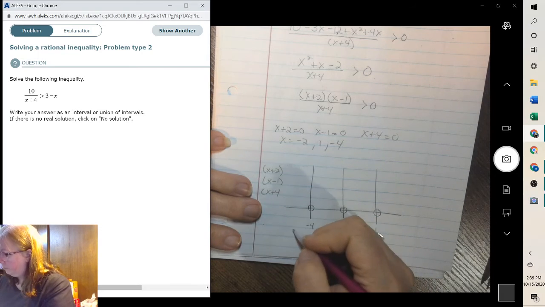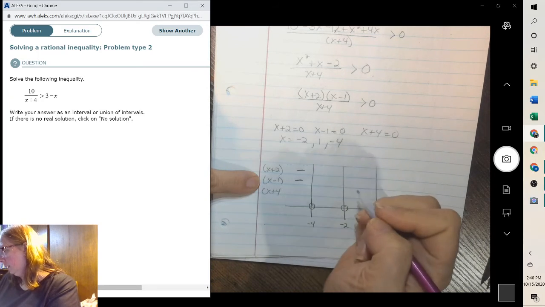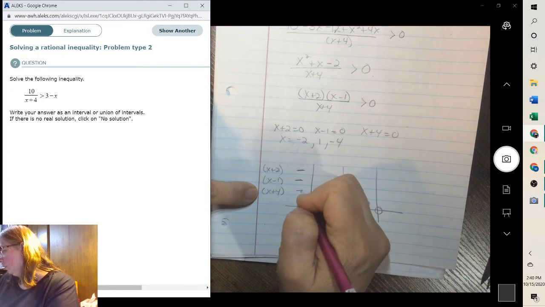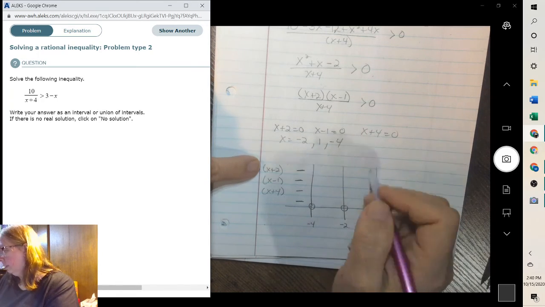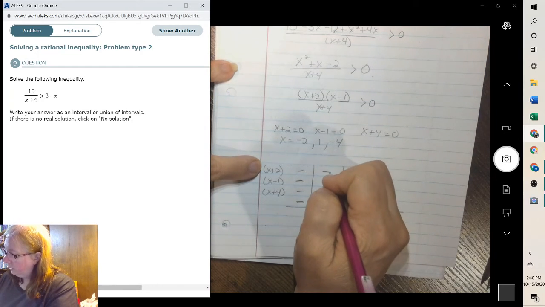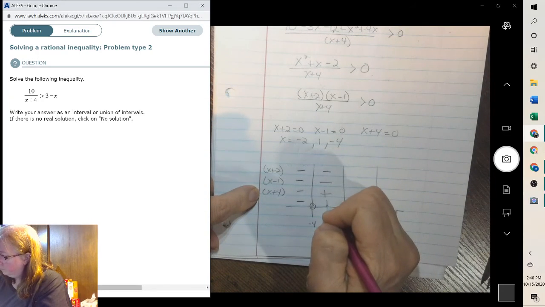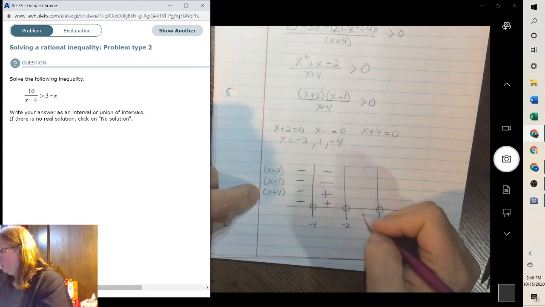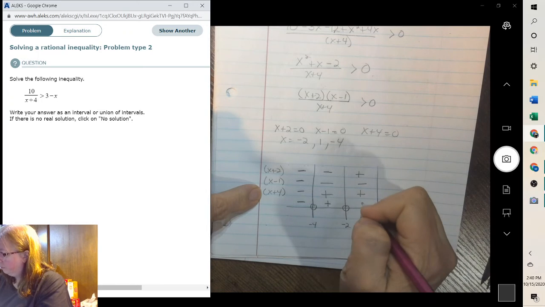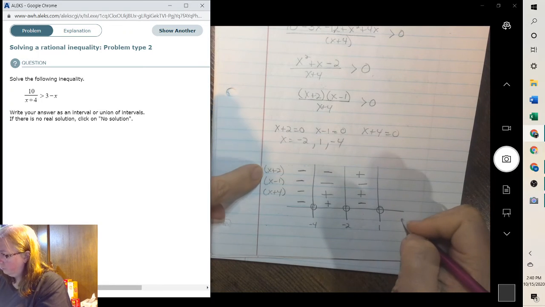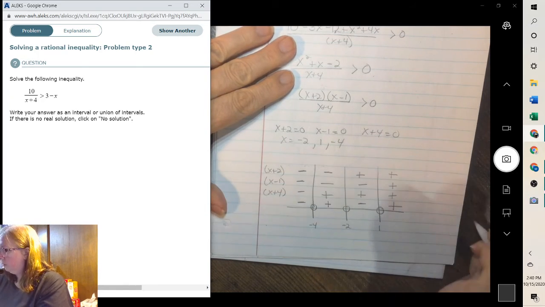Plugging in a value to the left, negative 5. Negative 5 plus 2 is negative. Negative 5 minus 1 is negative. And negative 5 plus 4 is also negative. Multiplying them, negative. We can plug in negative 3. Negative 3 plus 2 is negative. Negative, but this one would be positive. Multiplying them, positive. Between here, you can plug in 0. You get positive, negative, positive. Multiplying them is negative. And greater than 1, say 2. Positive, positive, positive, which is a positive.